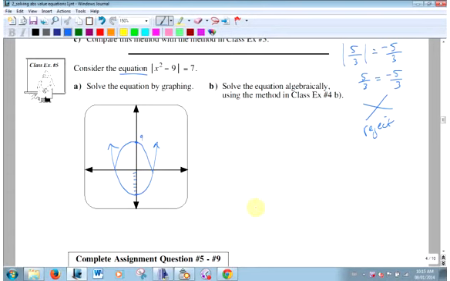Okay? So that's what that guy would look like. This is equal to 7. Where's 7 on this graph? There's 9. 7 is about there. How many solutions are we expecting? How many intersections of those two graphs do we have? 4. Cool. Now let's show you how easy this is algebraically.